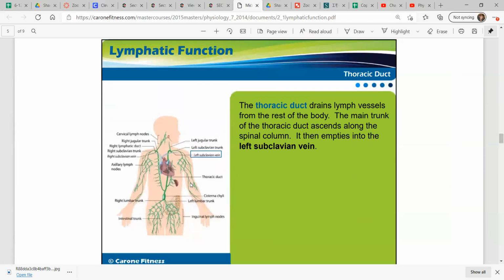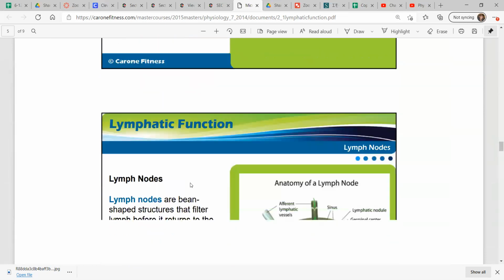The thoracic duct drains lymph vessels from the rest of your body. The main trunk of the thoracic duct ascends along the spinal column and then empties into the left subclavian vein.